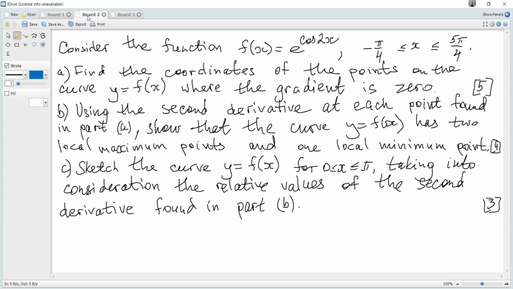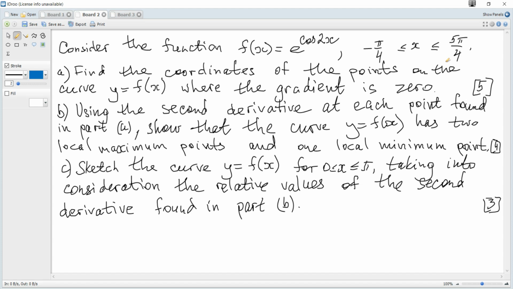Consider the function f of x is e to the power cosine of 2x, for x greater than or equal to negative pi over 4 and less than or equal to 5 pi over 4. A. Find the coordinates of the points on the curve y is f of x where the gradient is 0.